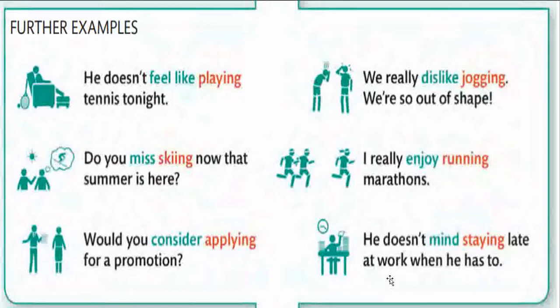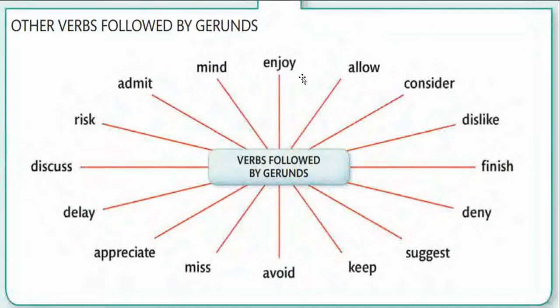He doesn't mind staying late at work when he has to work. So mind is the main verb and staying is the gerund over here. At this moment, you may construct certain sentences on your own using some similar structures. Those are shown on screen. Now let us see what verbs will take a gerund after them. These are the common verbs that school and college students tend to use very often in our vocabulary, in our expressions repeatedly.